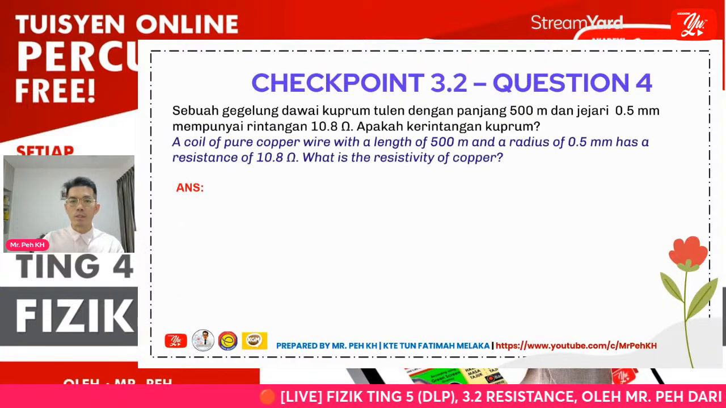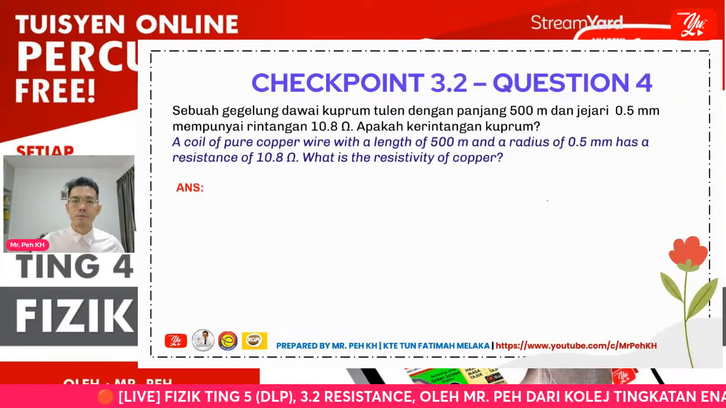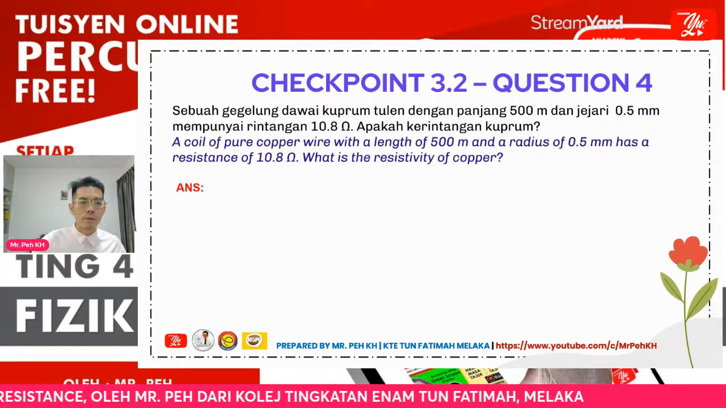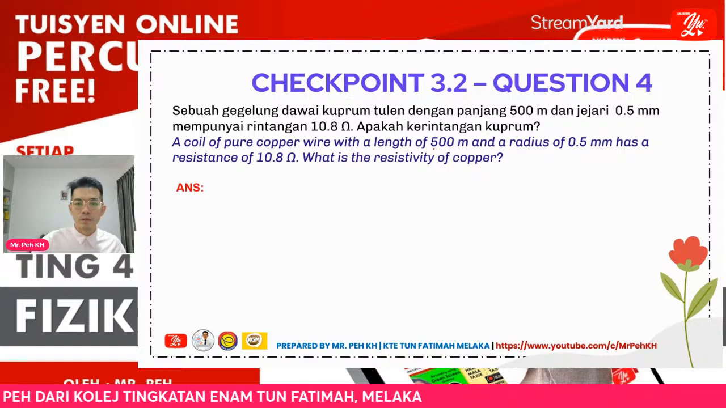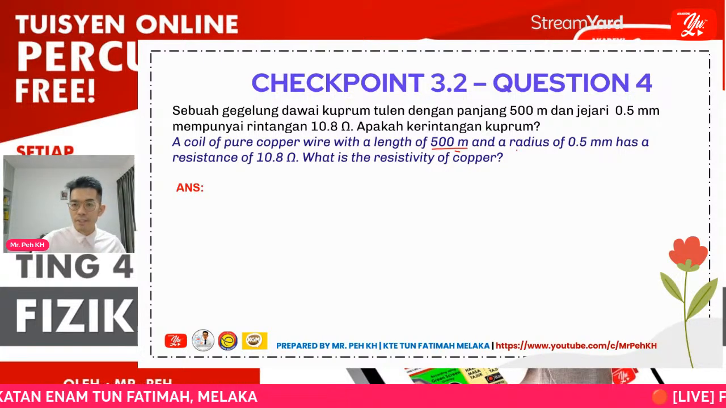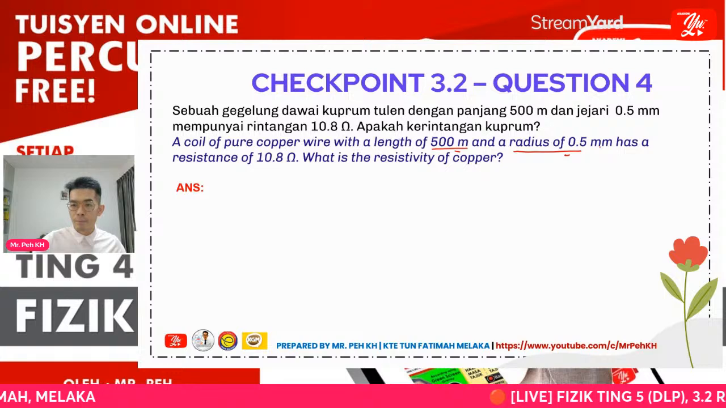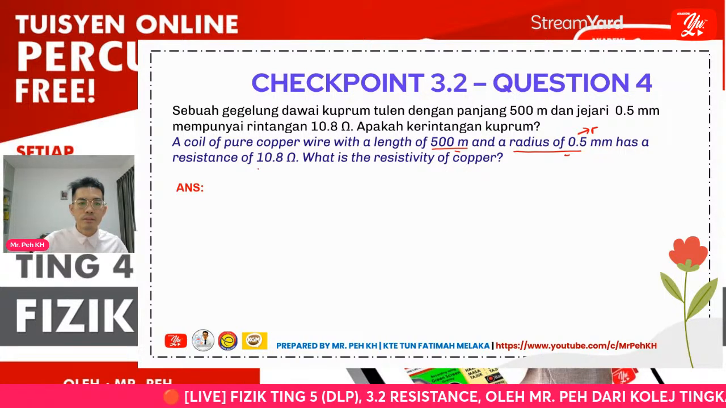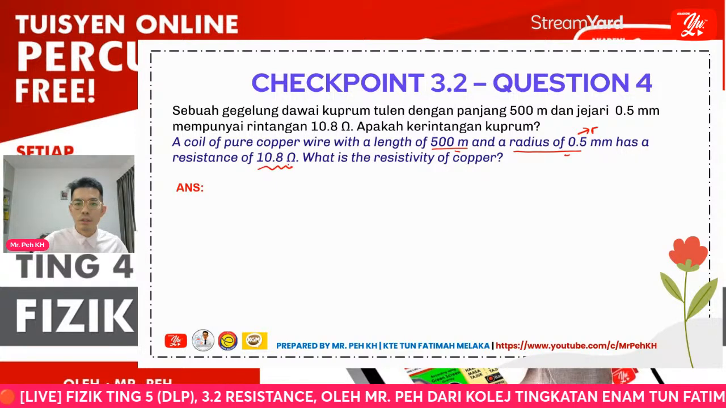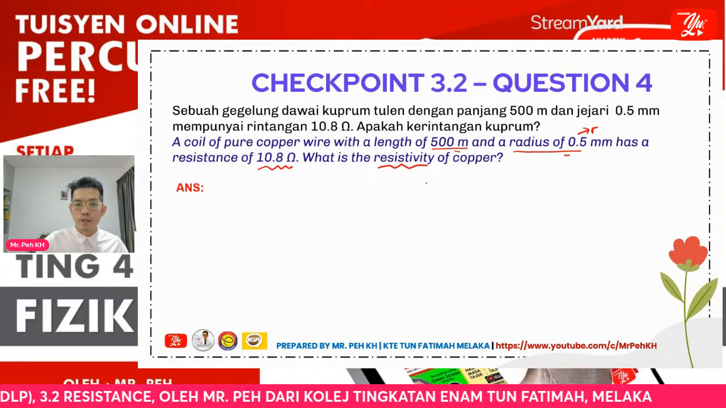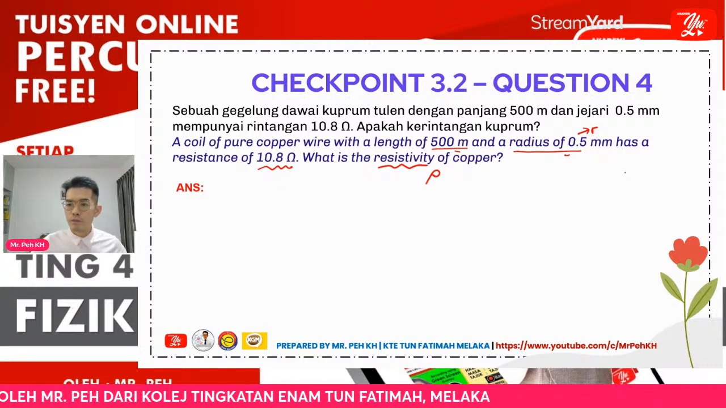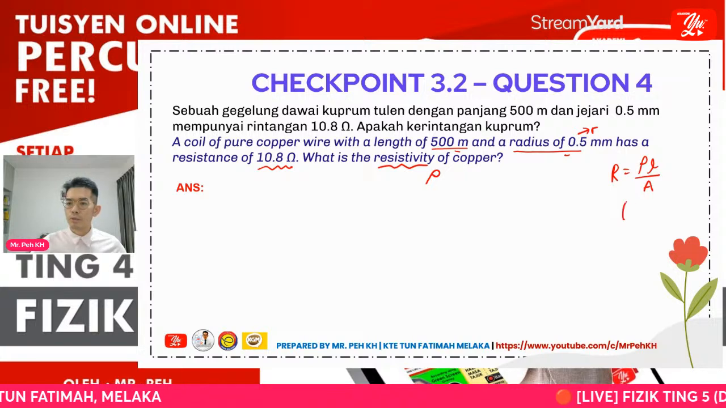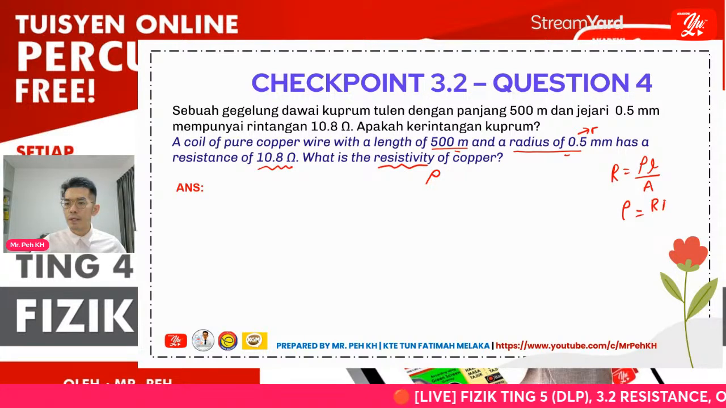The next question also applies the same formula, so let's see what's the difference. Here a coin of pure copper wire with a length of 500 meters and a radius of 0.5 mm is given. It has a resistance value of 10.8 ohms. What is the resistivity? We need to find rho. Just now the formula given was R equals rho L over A, so rearranged, rho will be RA over L.